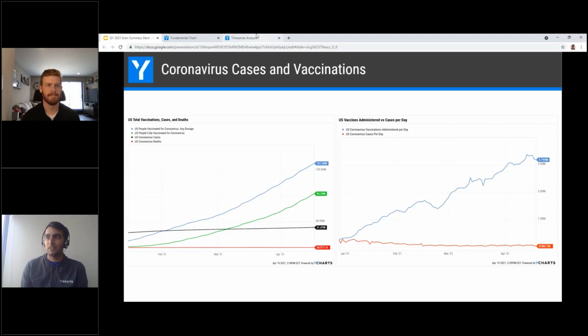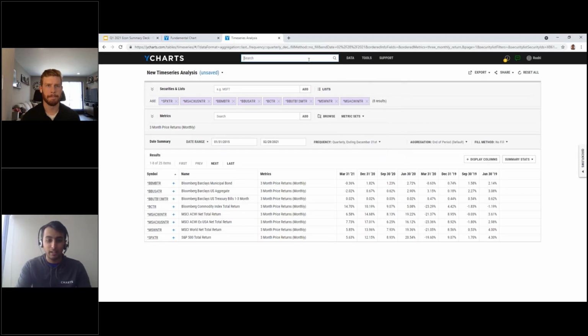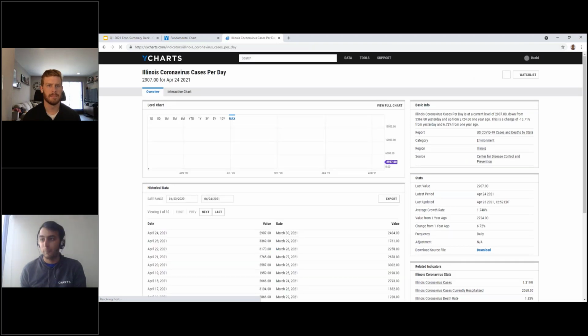So if I go back into YCharts, you could just actually search for any of these data points. We're based in Chicago and I want to look at Illinois cases per day. As you search that in the top search bar, it'll pull up that data point and you can go right into it and view that data over time. So I tend to have an eye on this type of data specifically for Illinois.